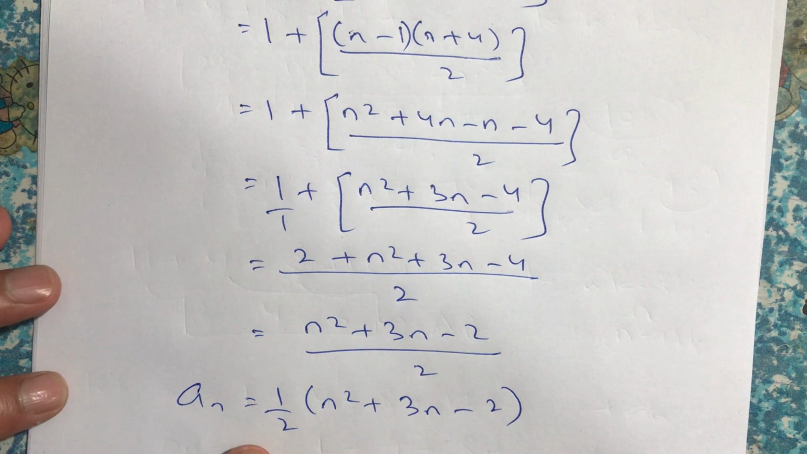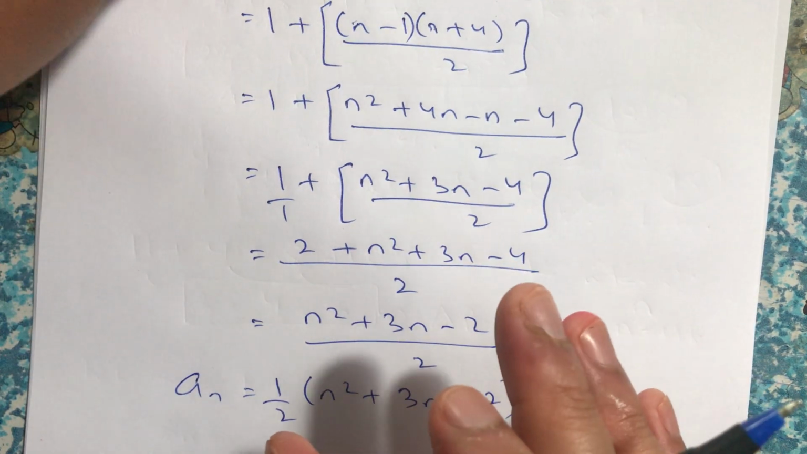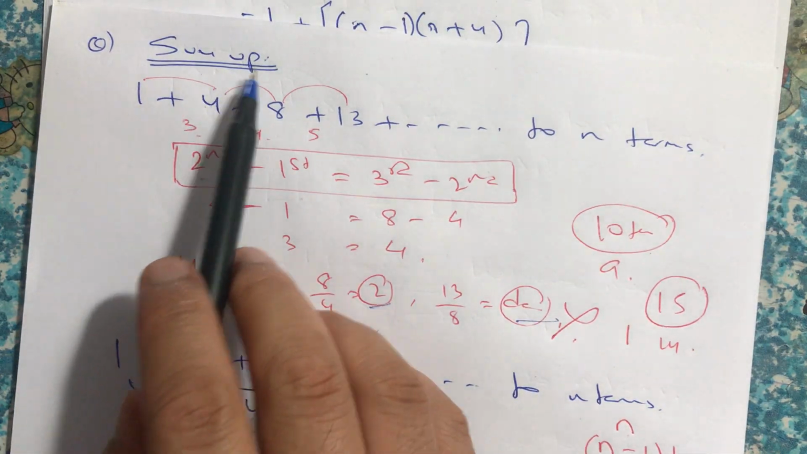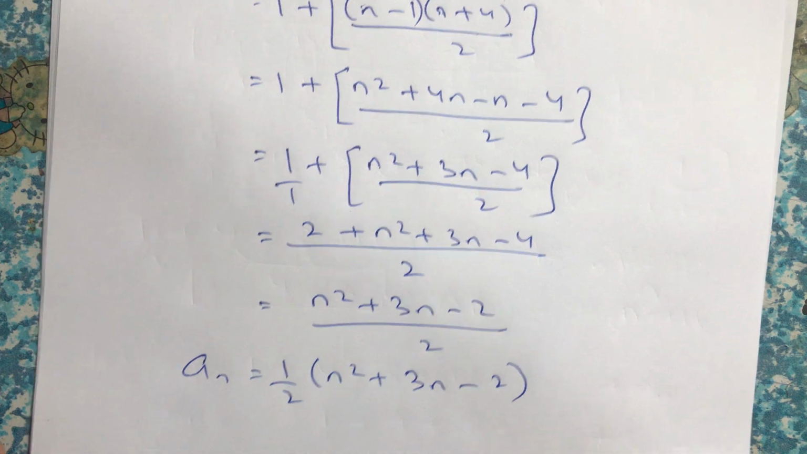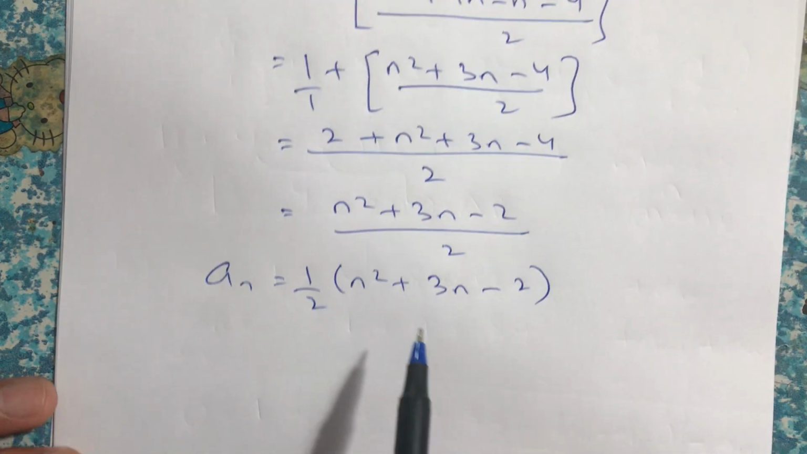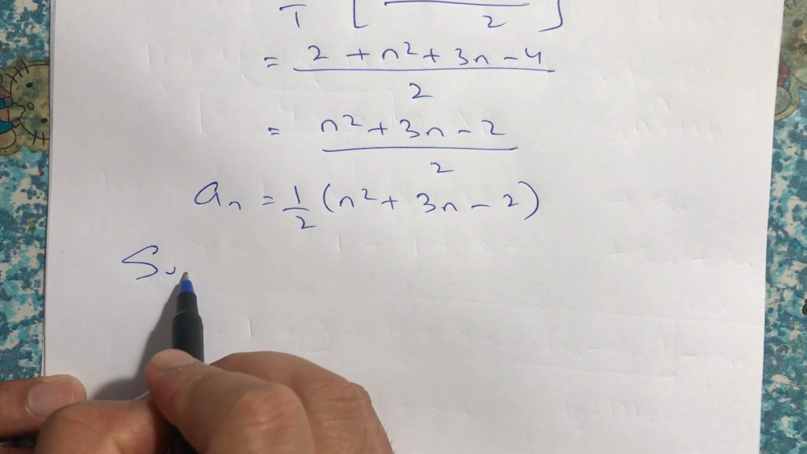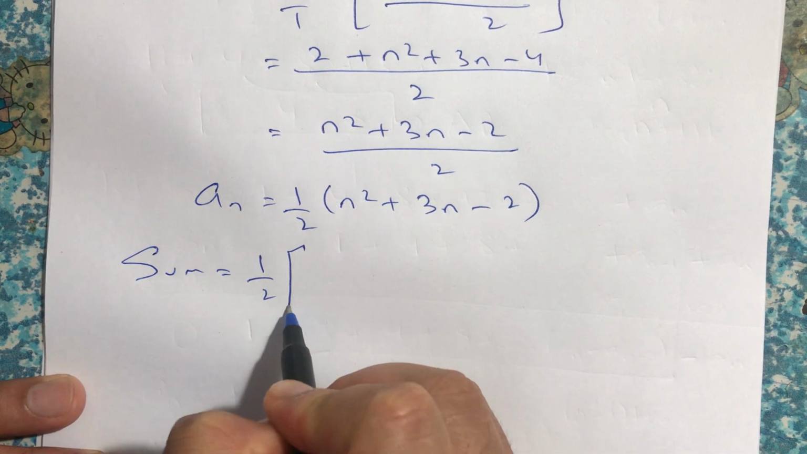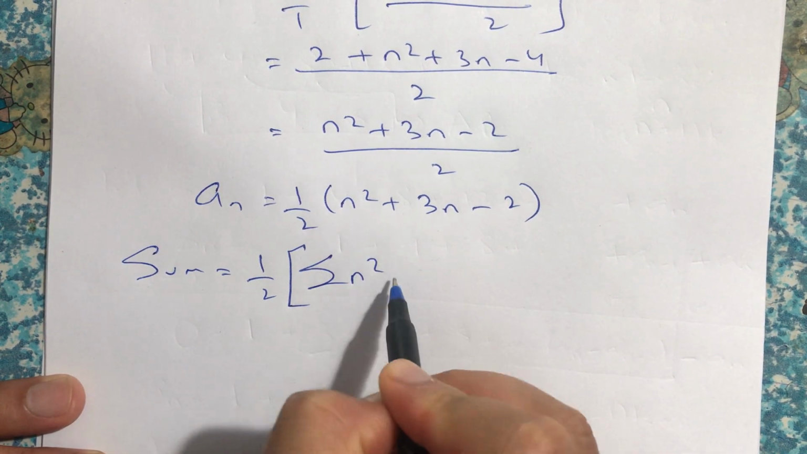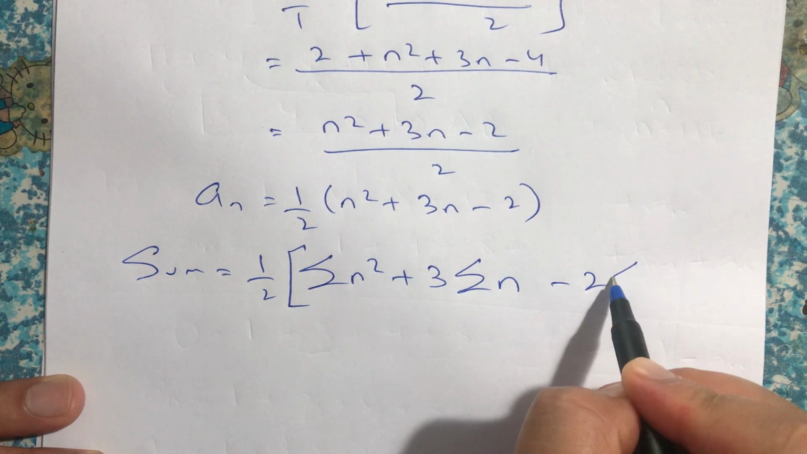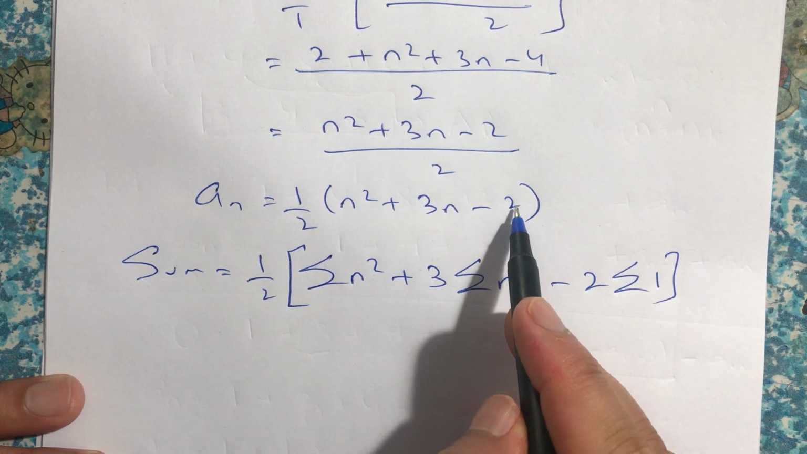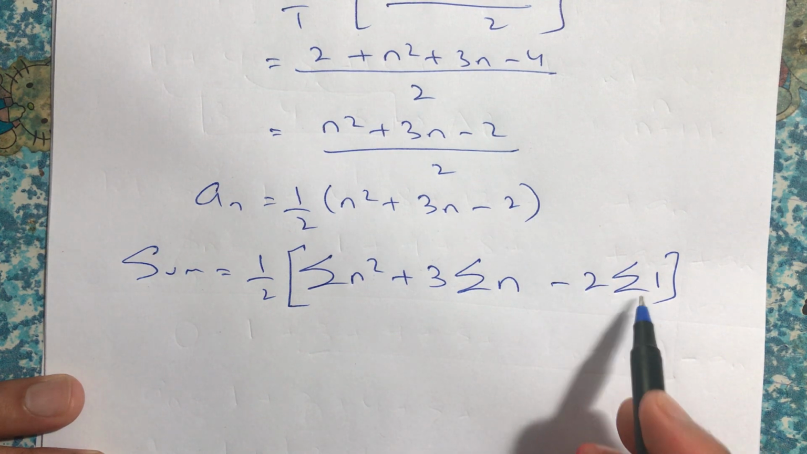So we got an. But the question does not say find an. The question says sum up, meaning find the sum of this. Now once we get an, and in the previous tutorial I've already discussed, if I have my an, how do I find the sum? The sum is equal to, take the half outside, summation of n squared plus 3 summation of n minus 2 summation of 1. Because if I have 2, I'll write it as 2 into 1, and then I write this.